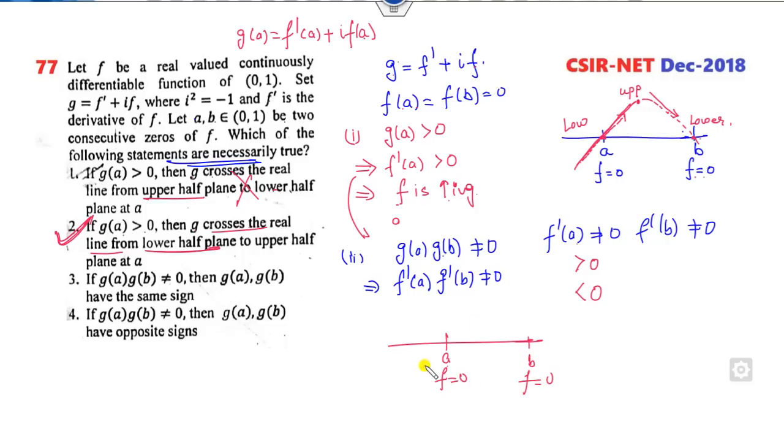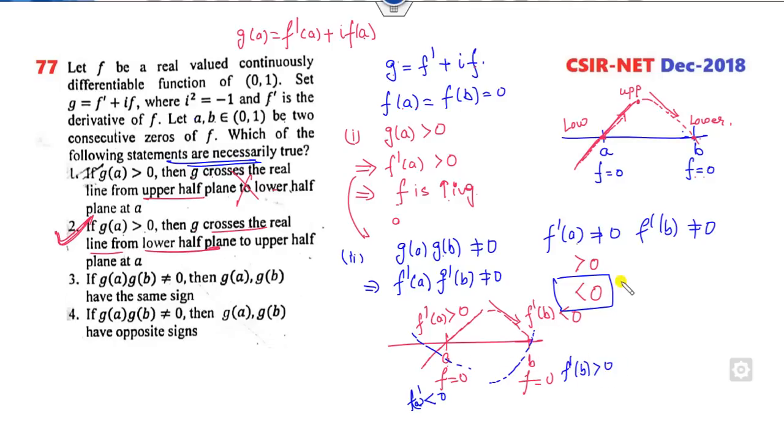If f dash is greater than 0 at this point, since f is 0, it will be here. What is the slope at this point? f dash at the point b must be less than 0. Here it is greater than 0. On the reverse side, if f dash at the point a is less than 0, then we must be reaching at the point b, so at this point it must be greater than 0. It means f dash a, f dash b are of opposite sign. What is the f dash of a? g of a, g of b, opposite sign is the right answer. This is the wrong option.